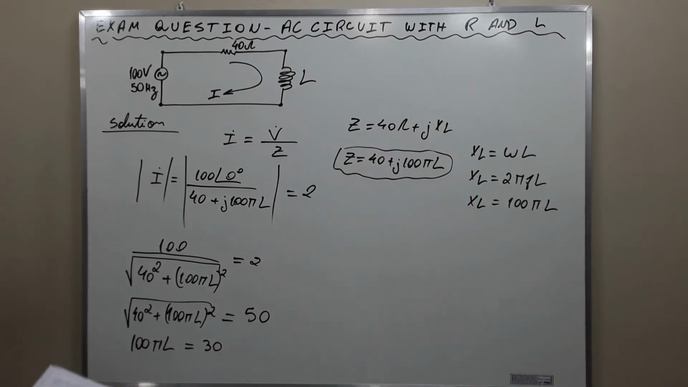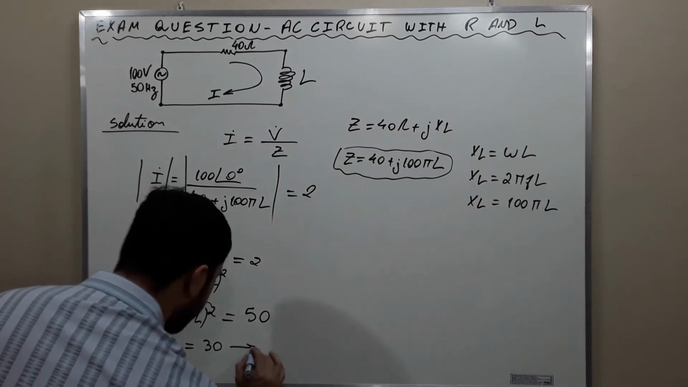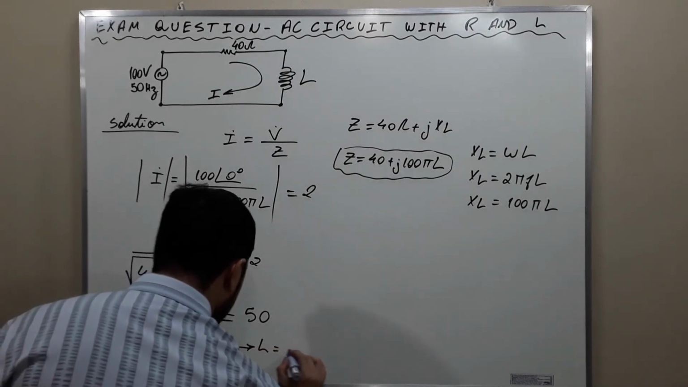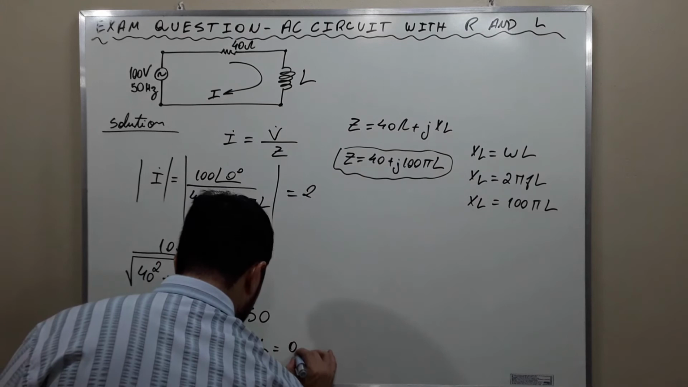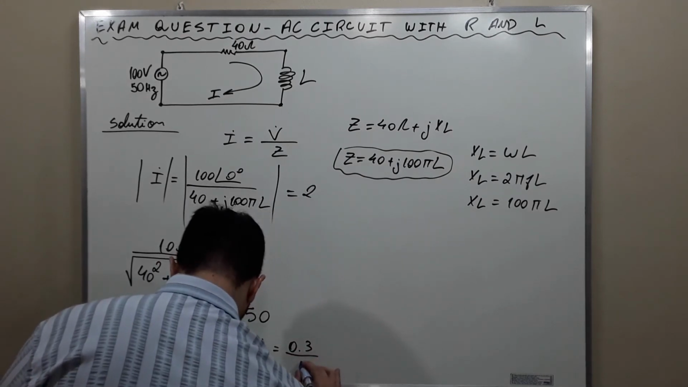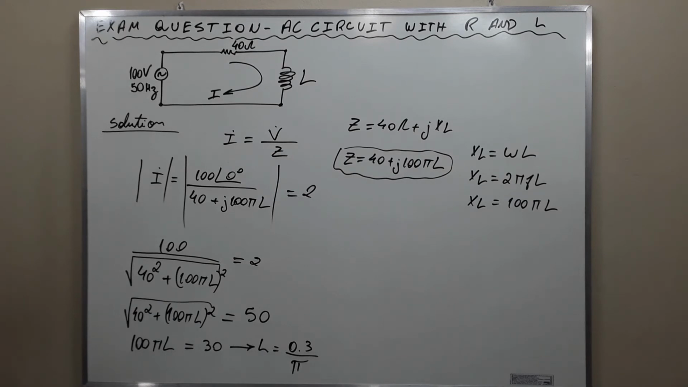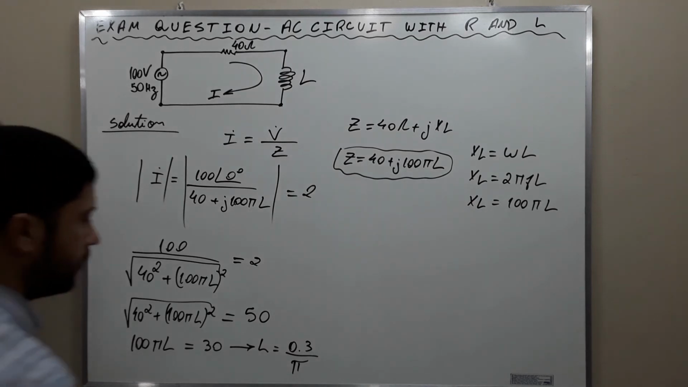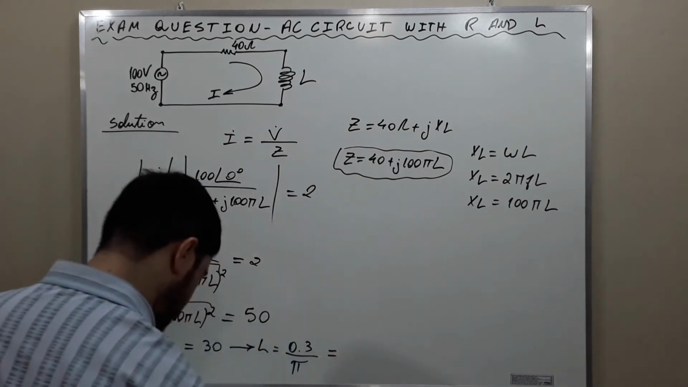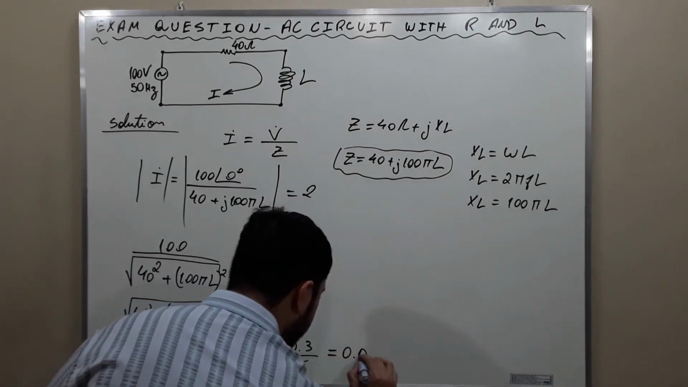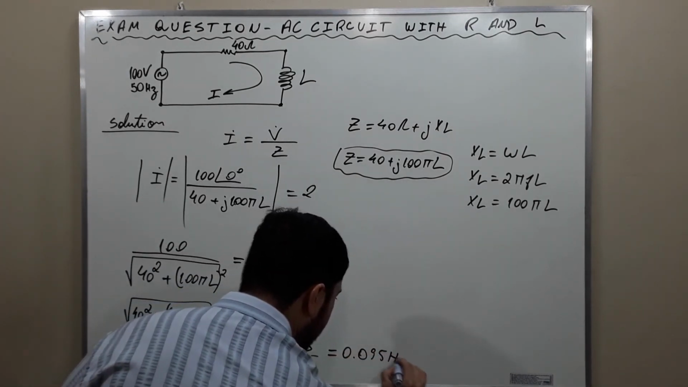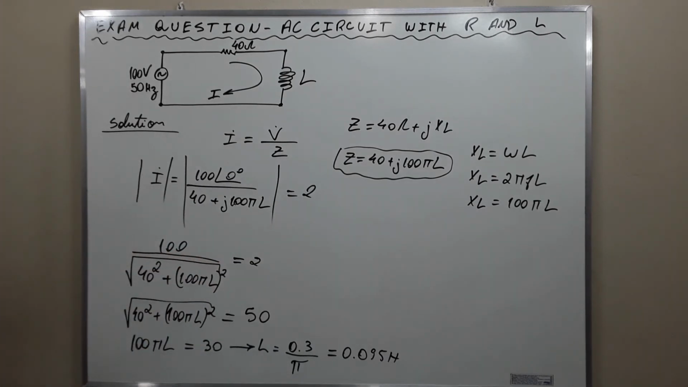And we find that L is equal to 0.3 divided by pi. This is the value of the inductance, or if you prefer, this is 0.095 Henry. Alright?